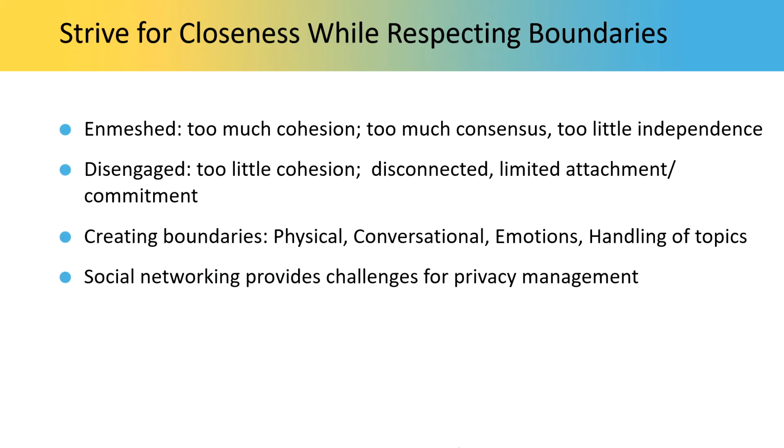Another point that goes with that connection-autonomy is, how do families maintain closeness, but also make sure that they respect boundaries? So you could have a family that's enmeshed, where they do everything together. Nothing happens unless everyone agrees. There's consensus. Nobody can do things on their own.